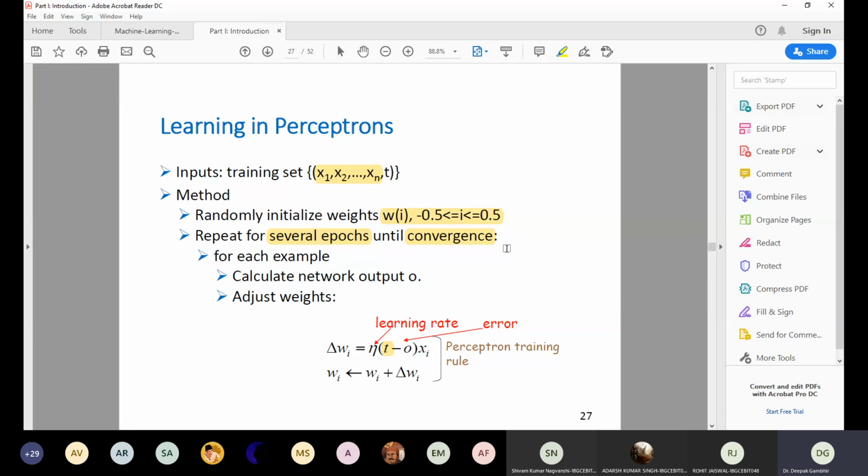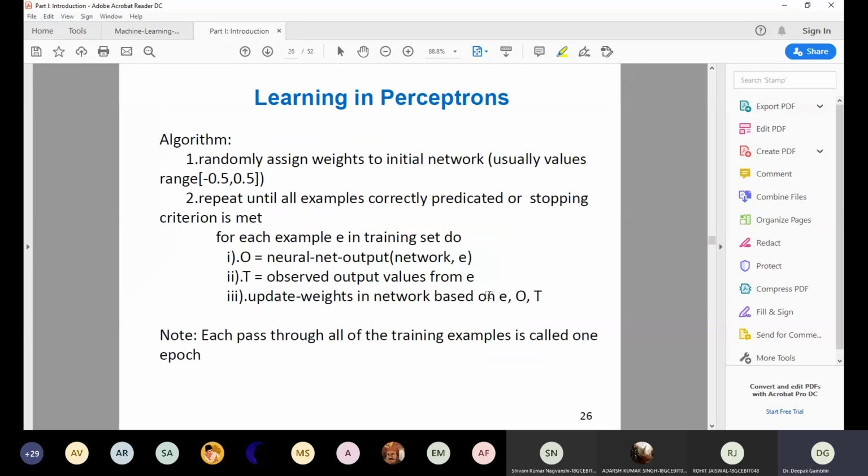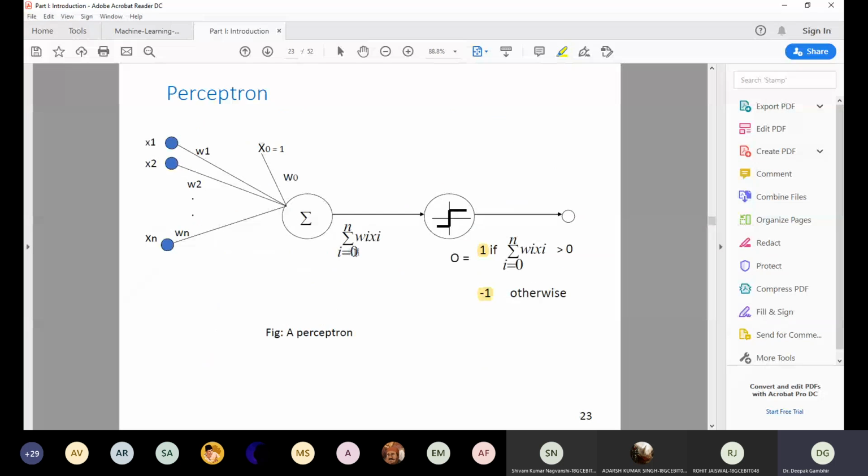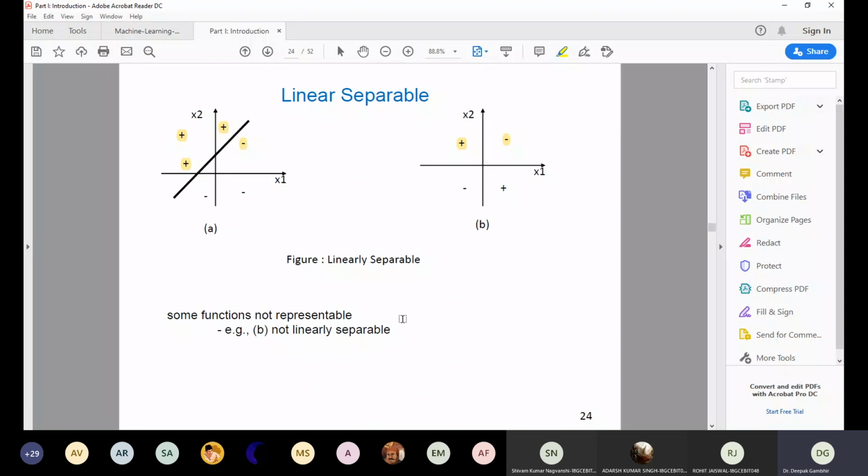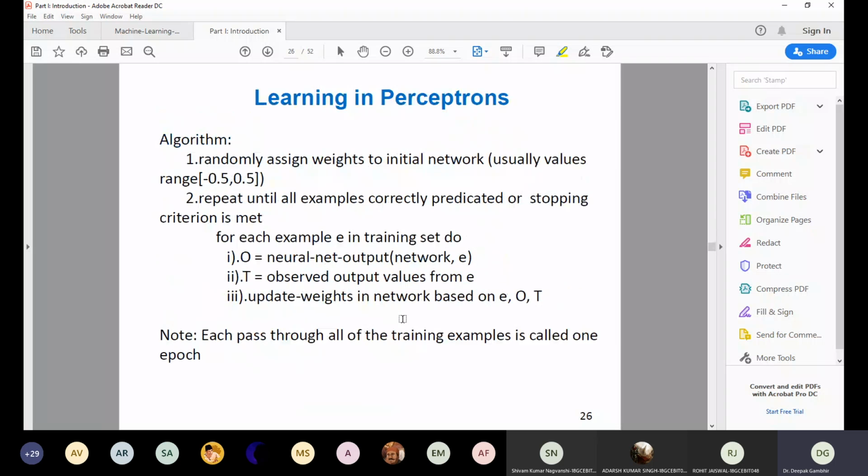So first it will calculate the network output O, that is, for the given input, the network output O. O is calculated as the summation of Wixi, and if it is more than 0, then it will be plus 1, otherwise it is minus 1. This is how the output O is calculated in the case of perceptron.